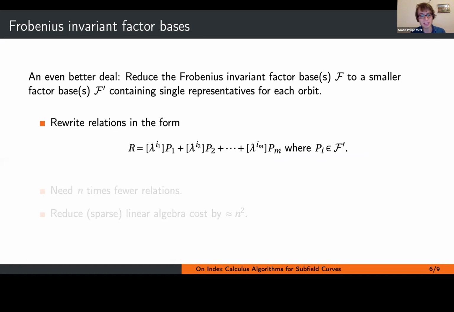But we can do even better. We can reduce this large factor base to one that is slightly smaller and just contains one element from each Frobenius orbit in our factor base. And then we can express that one relation in terms of the reduced factor base, using that we know how the Frobenius endomorphism acts on the group where the ECDLP lies. This results in the fact that we need to find n times fewer relations, and also the matrix that we need to solve in the end in the linear algebra step is significantly smaller, by n squared.